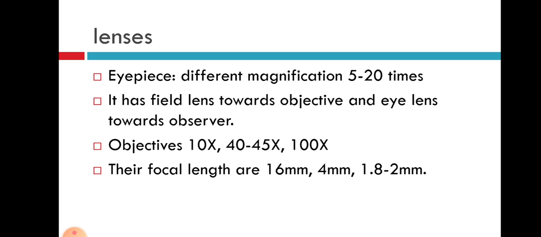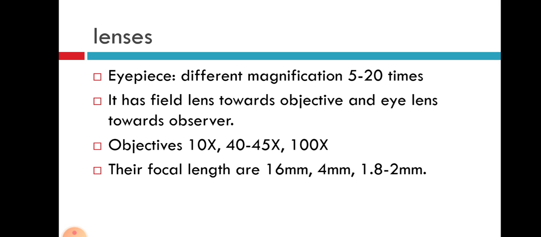Lenses. In lenses we need to know about eyepiece and objective lens. Eyepiece has different magnifications ranging from 5 to 20 times. It has a field lens towards the objective and an eye lens towards the observer.